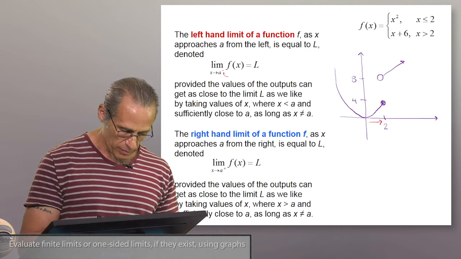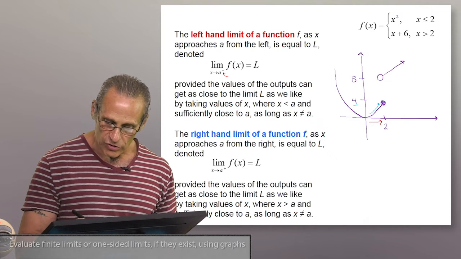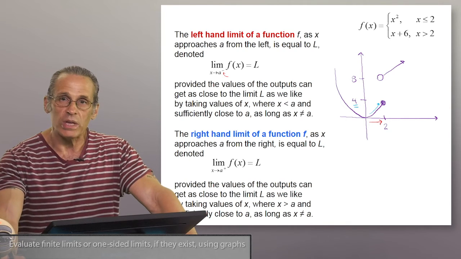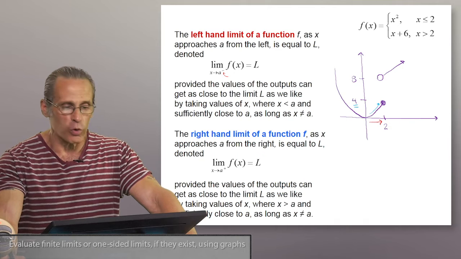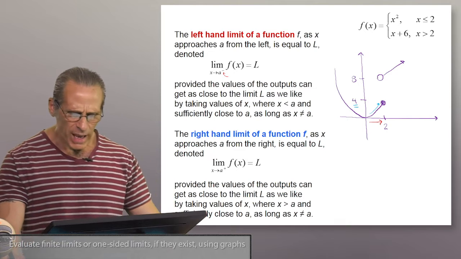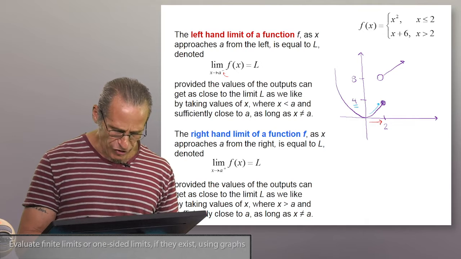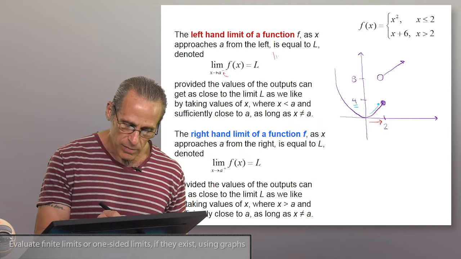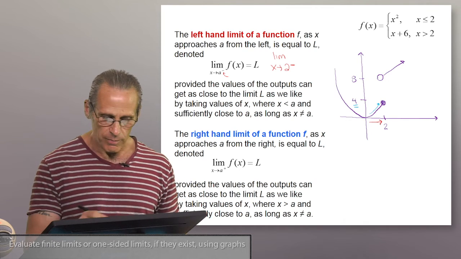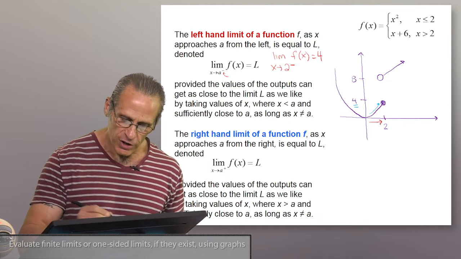That equals L, so let's go ahead and trace along the graph and approach 2. We're getting very close to some output. So long as we can get as close to L as we'd like, in this case it's 4, as close to 4 as we like, we just have to be sufficiently near a, sufficiently near 2. And again, we don't care what happens at 2. So what we would write here for our notation is the limit as x approaches that input value 2 from the left, that would be equal to 4, because we're getting very close to the output of 4.